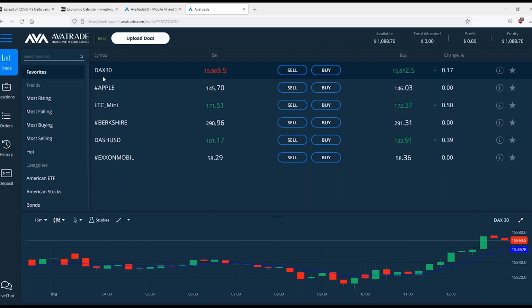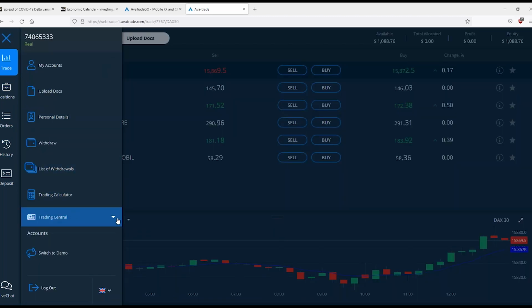Since we're talking about technical analysis, let's take a look. How can the web trader platform help you with your technical analysis? Very simple. Click on the tab. Go to Trading Central. These are premium features that AvaTrade decided to provide for free. Trading Central is a third party that provides very good analysis. And you can get in Forex featured ideas and analyst views, free signals.